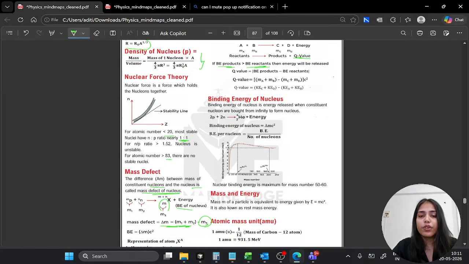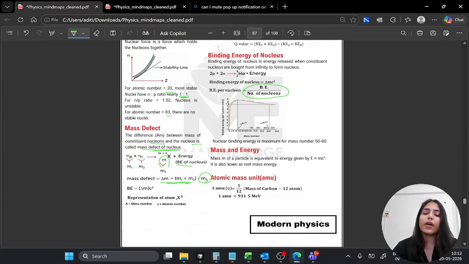Next is the binding energy of a nucleus. Binding energy of a nucleus is the energy released when the constituent nucleons are brought from infinity to form a nucleus. So, when we add the protons and the neutrons into the nucleus, the amount of energy involved in forming it is known as the binding energy of the nucleus. The formula is BE upon the number of nucleons. Mass and energy of a particle are equivalent: E equals mc squared is one of the most prominent equations that you will come across, also known as the rest mass energy formula. Now, atomic mass unit, amu, is 1 upon 12 of the mass of a carbon-12 atom. That's about it.